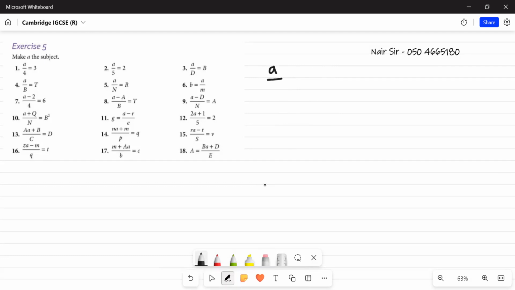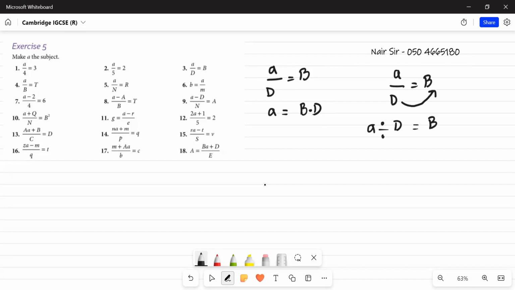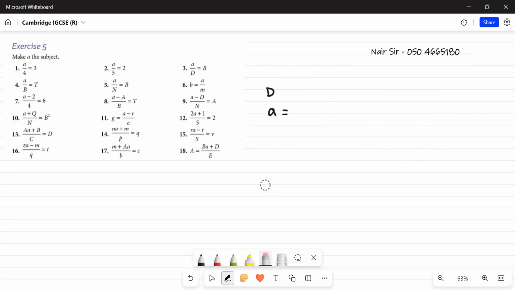A upon D is equal to B. Don't worry, let it be any alphabet. Only thing is the small a has to be on the left hand side. So this is B into D. If you notice what is happening here, A upon D is equal to B. When D is moving from here to here, what is A doing? Can I write this as A divided by D, and that is equal to B. Opposite of division, what is it? Multiplication. So A is equal to B multiplied by D. Very important part. Remember that this is an equation, solving an equation. Let's go to the next one.